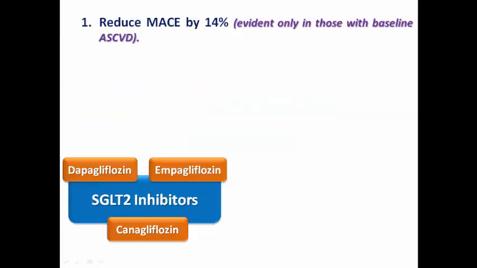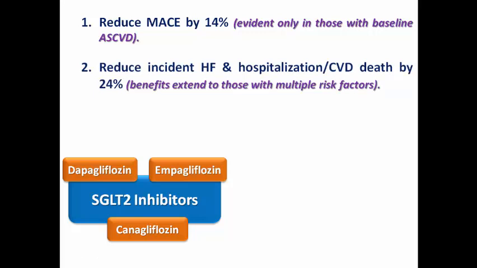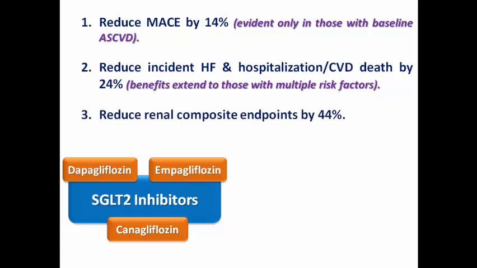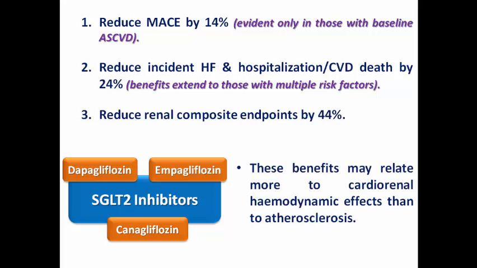Regarding the SGLT2 inhibitors, they also reduce the MACE, which stands for major adverse cardiac events, by the way, by 14%, and reduce incident heart failure hospitalization and cardiovascular deaths by 24%, because it doesn't act only on the glucose reabsorption, but also on the sodium reabsorption, so it reduces salt and water retention. That's why it has a favorable effect on the heart failure prognosis, and reduces renal composite endpoints by 44%. These benefits may be related to cardiorenal hemodynamic outcomes, not just atherosclerosis or glycemic control.